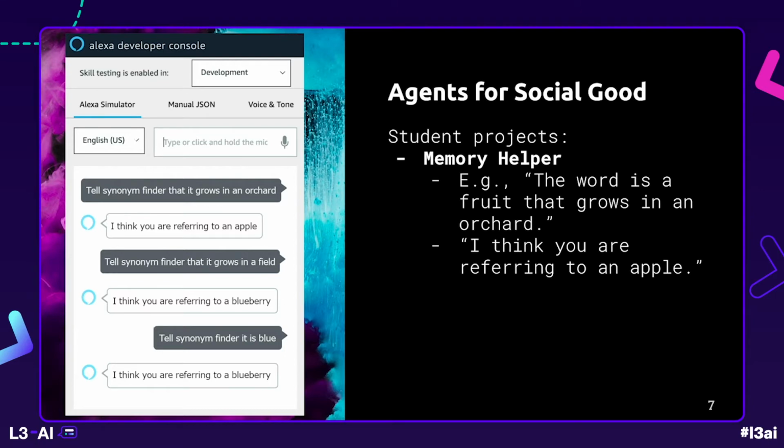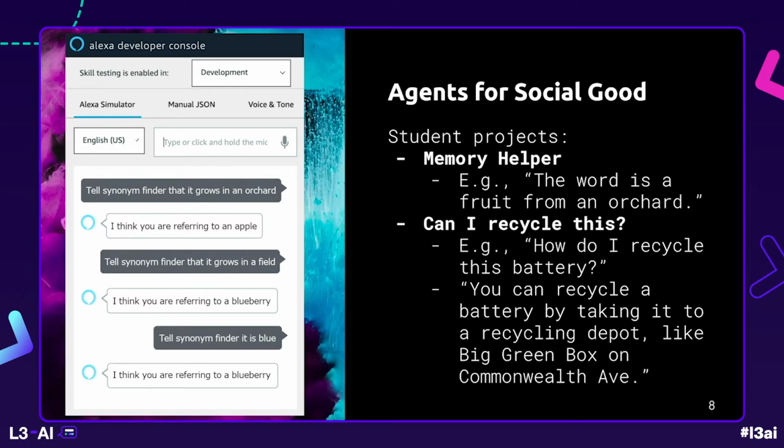And another skill was called "Can I recycle this?", which would basically help people to learn how to correctly recycle items. So, for example, you might ask it, "How do I recycle this battery?" And it might respond, "You can recycle a battery by taking it to a recycling depot, like Big Green Box on Com Ave, and so on."